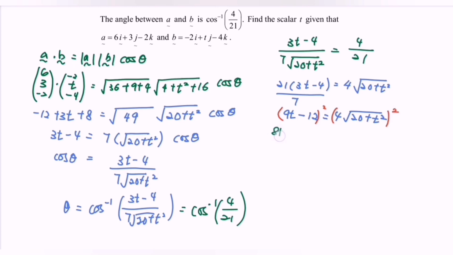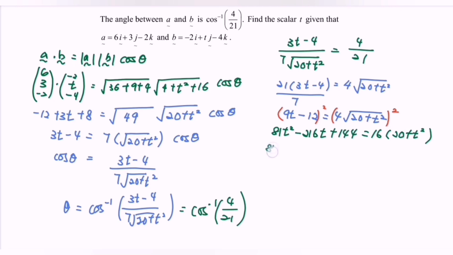So we have 81t squared minus, we have 9 multiplied with 12, we have 108. So here we have 216t plus 144 equals, we have 4 squared which equals 16 bracket 20 plus t squared. So kindly expand and then simplify.